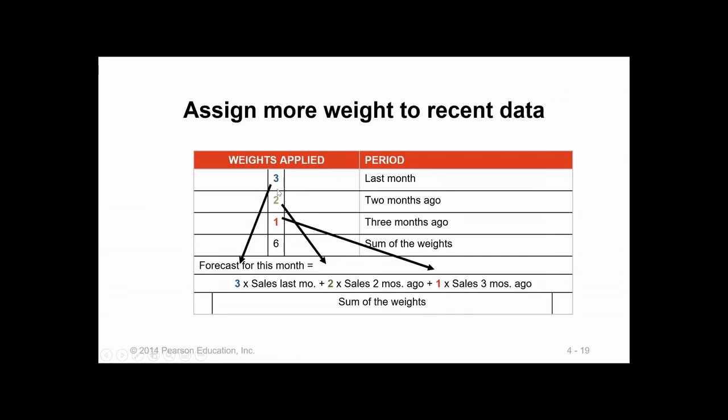So let's say I give these weights of 3, 2, 1, and the sum of the weights is 6. Weights are given in many ways. It depends on the product, on the company's policy, and so on. So last month's data, very immediate data, gets 3. Two months ago, 2. Three months ago, only 1. So the forecast for this month is 3 times sales of last month plus 2 times sales of two months ago, and so on. I'm going to break down into these 3 different weightages, and divide by the sum of weights.